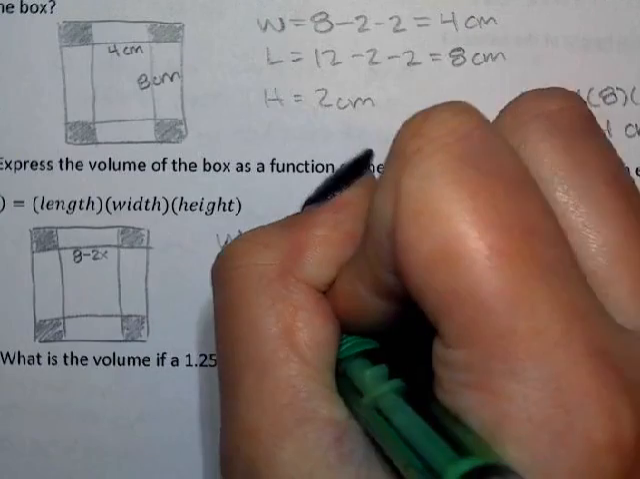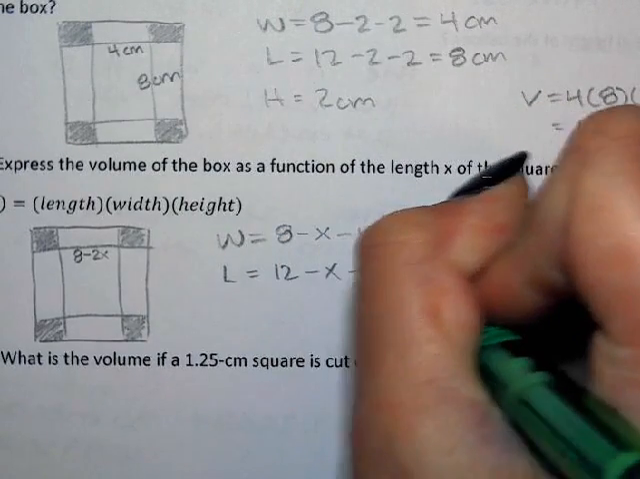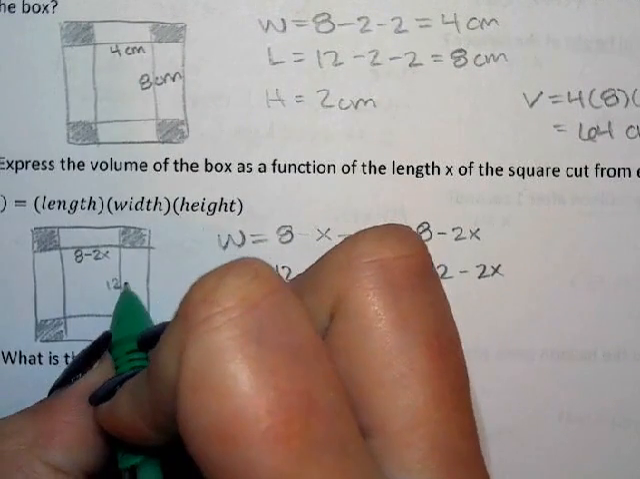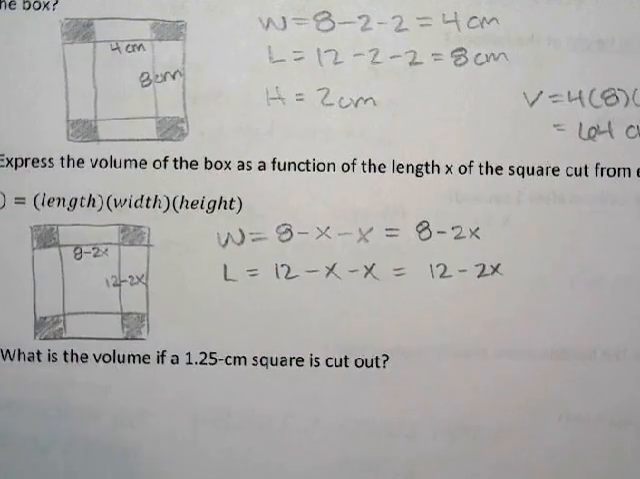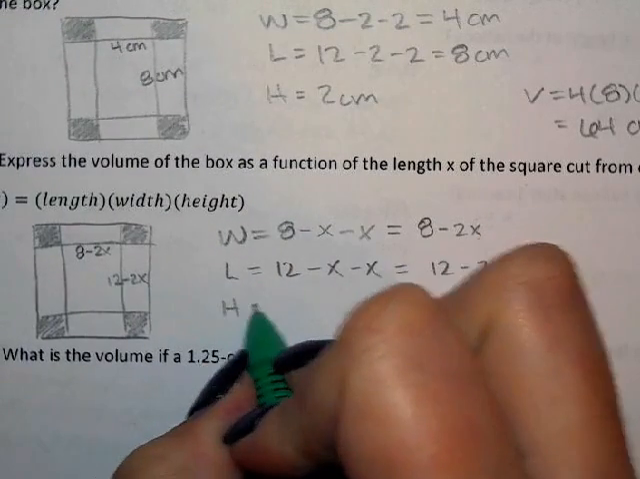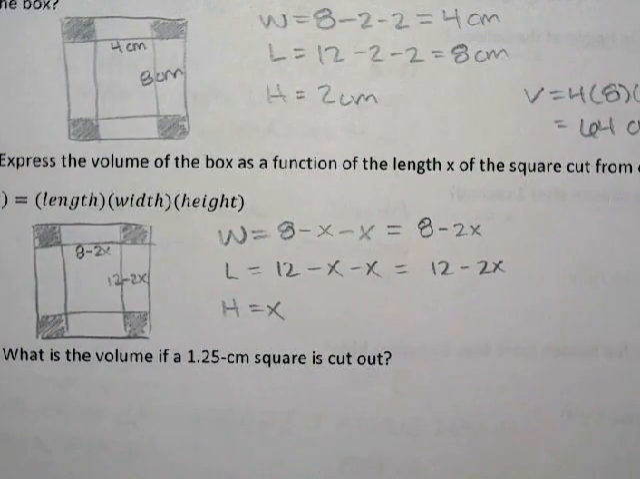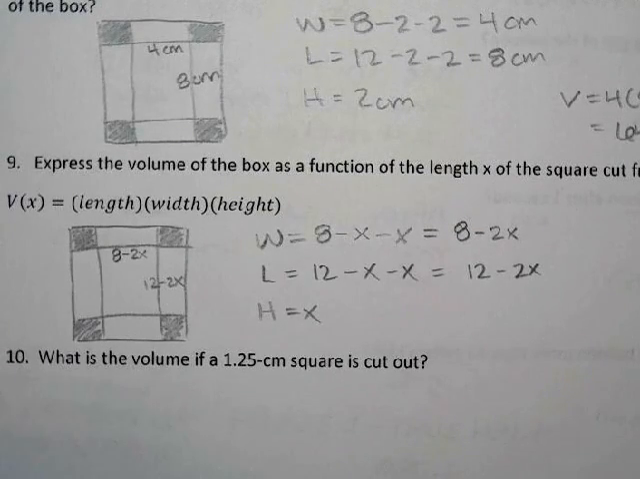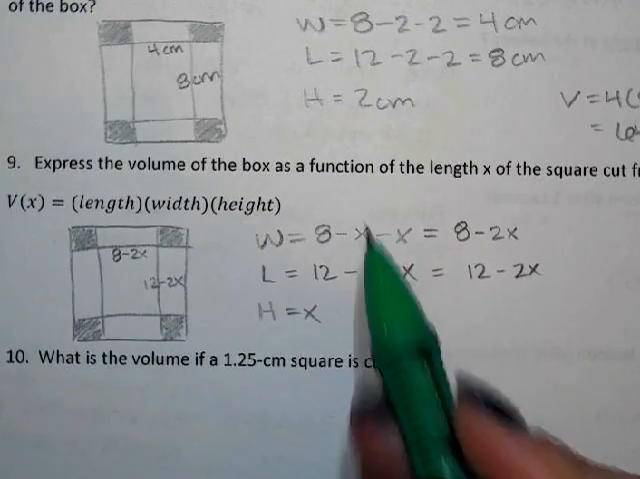All right, now this is going to be really weird. This is going to be real crazy. You guys ready? If my square is x by x, then my height is x. All right, so if we write the volume as length times width times height, nobody really cares what order you do it in, as long as you multiply the 3 together, we're going to say V of x equals 8 minus 2x times 12 minus 2x times x.